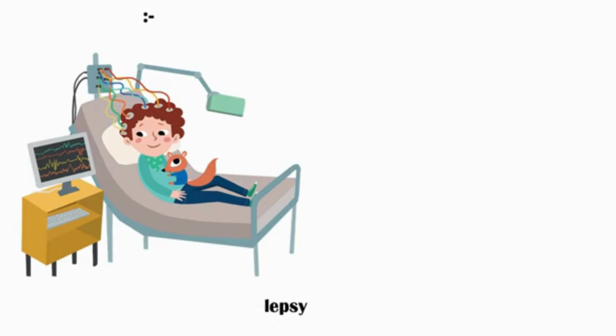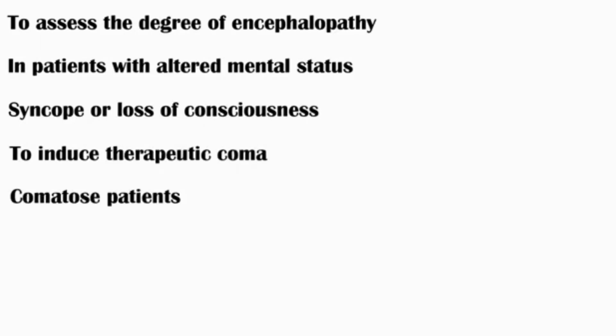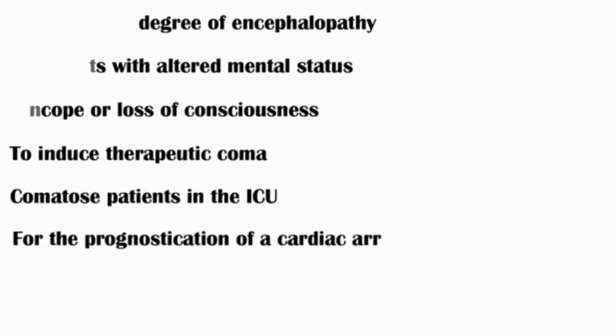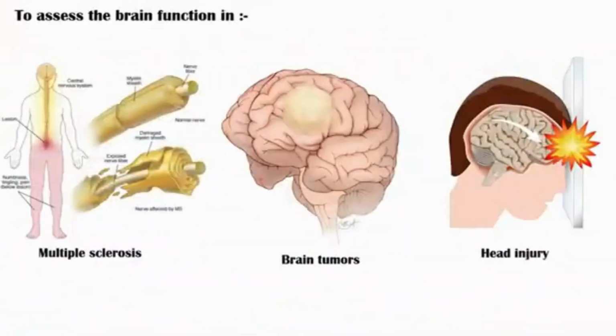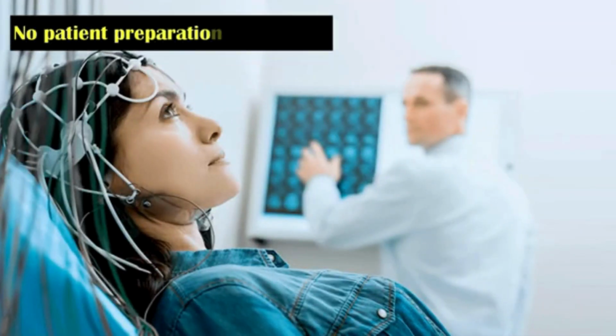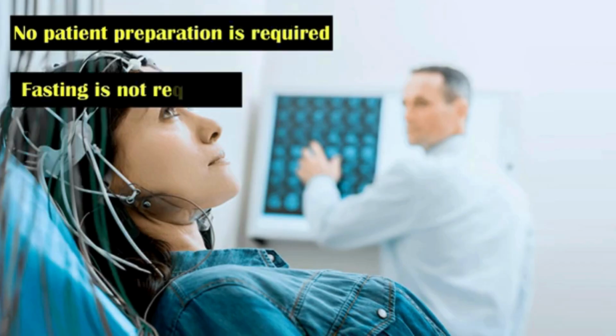Some other indications of an electroencephalogram include the following: to assess the degree of encephalopathy in patients with altered mental status, syncope or loss of consciousness, to induce therapeutic coma in comatose patients in the ICU, for the prognostication of a cardiac arrest, memory problems, and dementia, during anesthetic procedures to monitor the depth of anesthesia, and to assess the brain function in patients diagnosed with chronic brain disorders such as multiple sclerosis, brain tumors, and in patients with head injuries. No patient preparation is needed before the test, and fasting is not required to undergo an electroencephalogram.